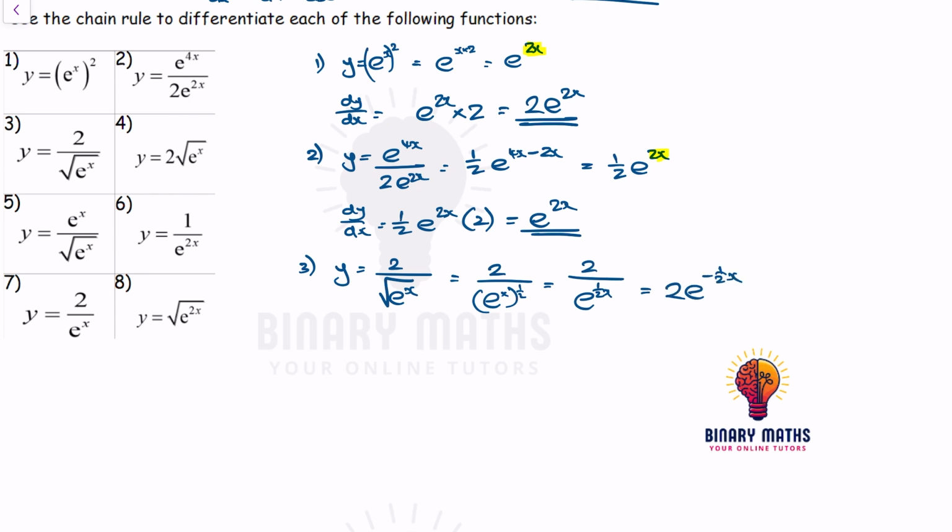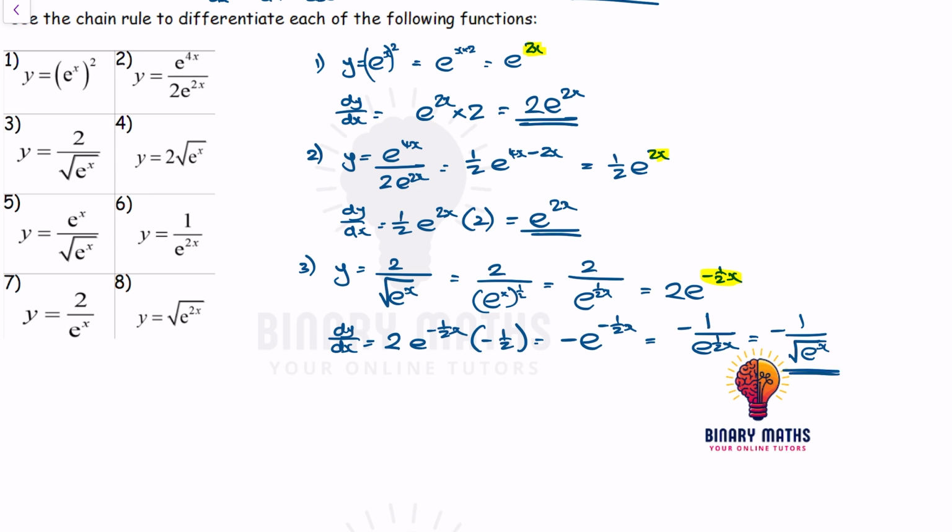Now you need to differentiate it informally using chain rule. So you've got 2e to the minus half x differentiates to e to the minus half x. Minus a half x, which is the inner function, differentiates to minus a half. So you end up getting minus e to the minus a half x, which is equal to minus 1 over e to the half x, which is equal to minus 1 over root of e^x. So that would be your final answer.